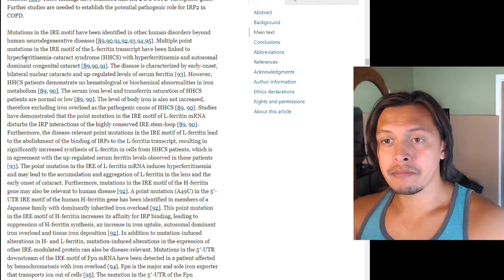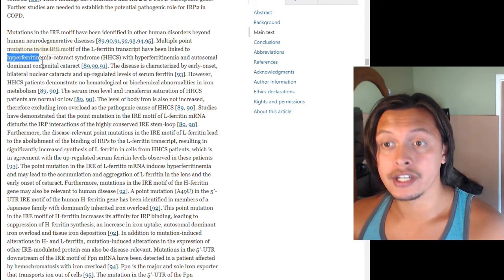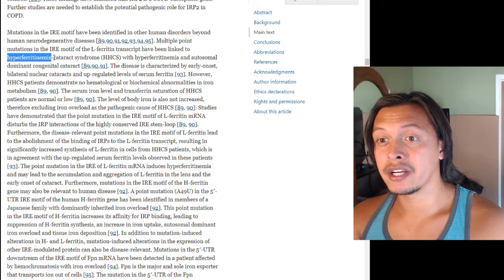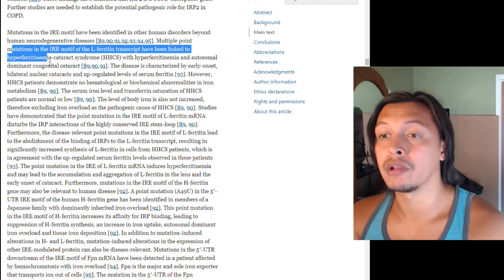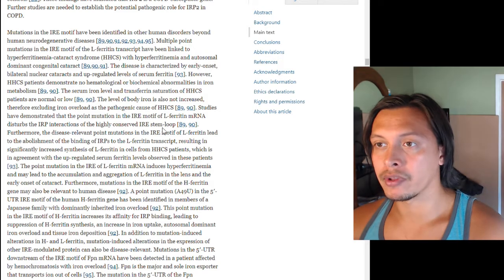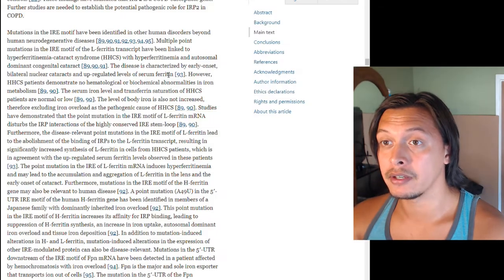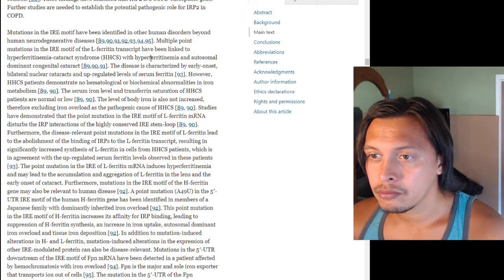Hyperferritinemia. So hyper meaning that there's a lot of it, and ferritin, and emia, there's a lot of ferritin in the blood. And hyperferritinemia cataract syndrome would be cataracts that are formed by having way too much ferritin in the blood. That's if I'm translating that properly. If this decides to load, then maybe we will get a better idea of what's going on. Anyways, the serum.